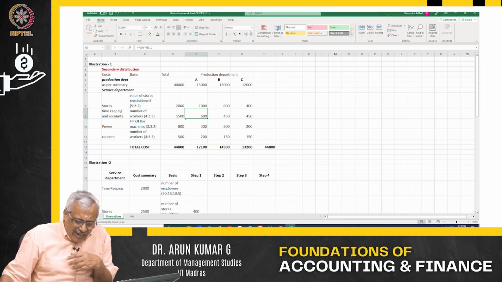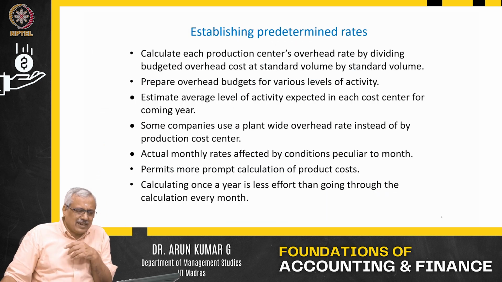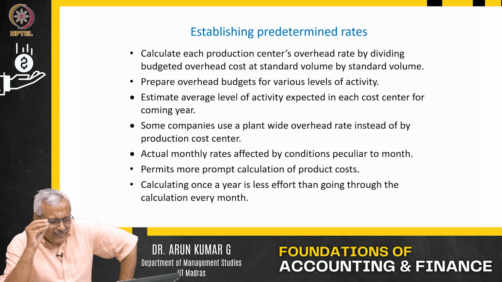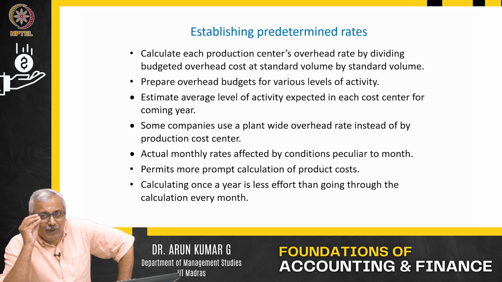So, I establish what is called a predetermined rate based on these kinds of conditions. It is calculated for each production center's overhead by dividing whatever we get, and some companies use it for plant-wide overhead rates instead of by production center, whereas actual monthly rates are affected by conditions peculiar to the month.